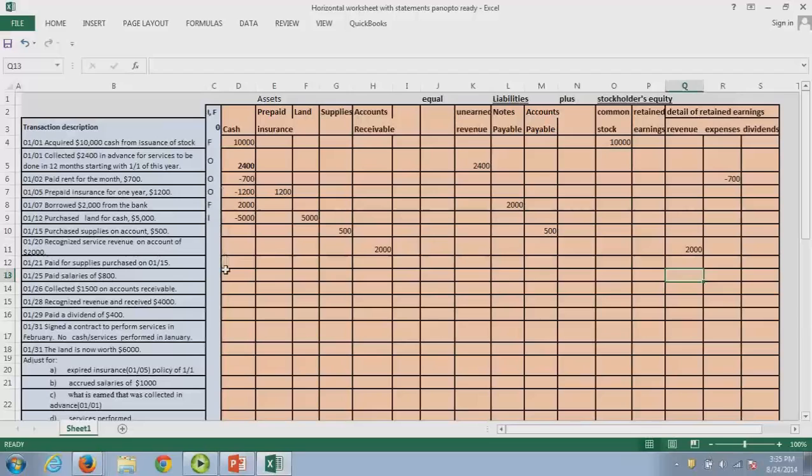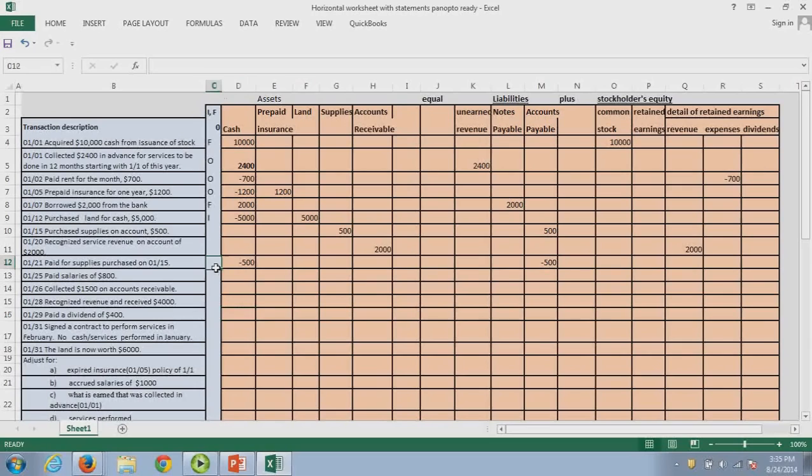Next, we did pay for supplies that we purchased up here, if you remember. So we're not saying we use up supplies, we're simply paying the bill. So we owe $500, so we're going to pay off our accounts payable. So this is going to be minus, getting the right column, minus $500. And cash should go down, paying off the bills.